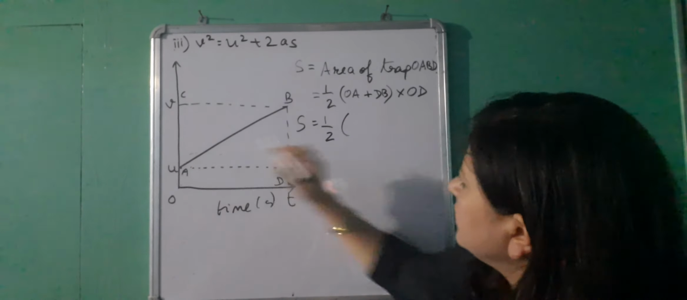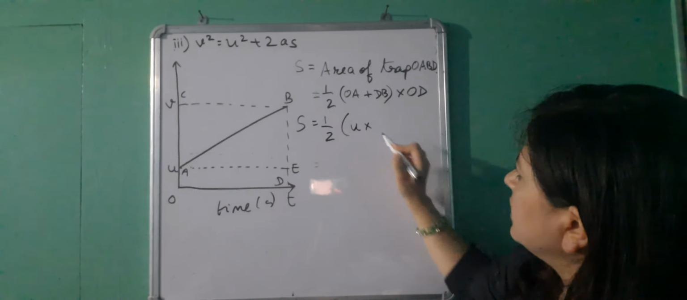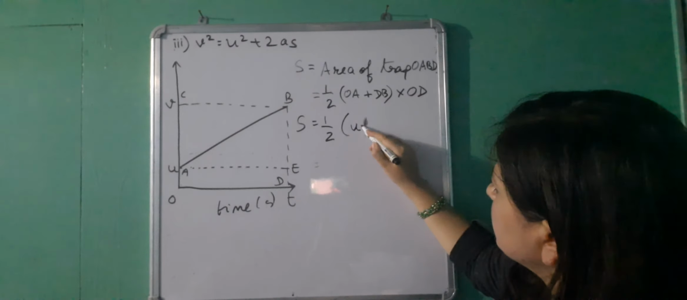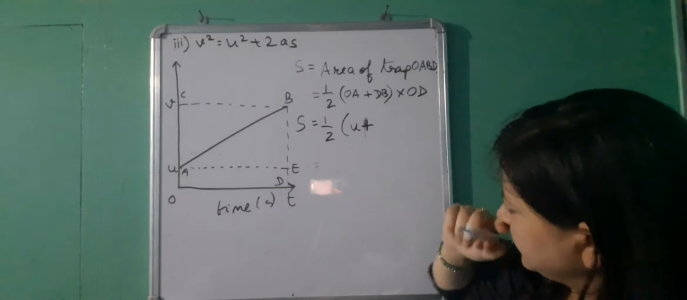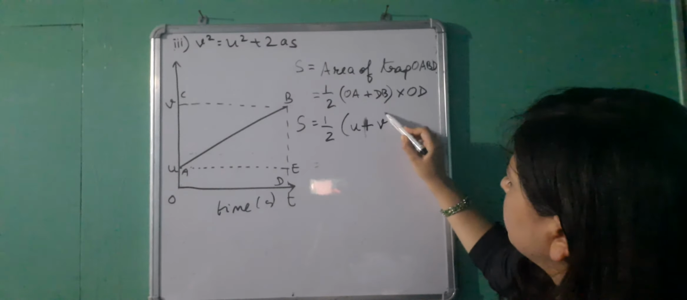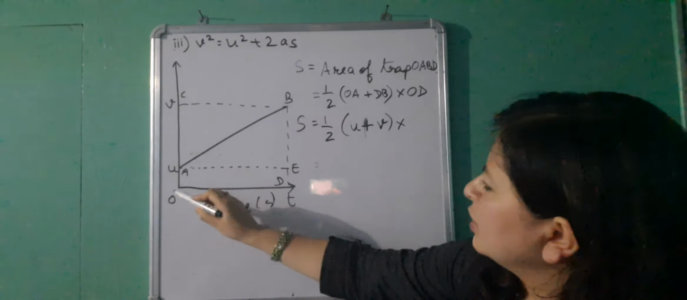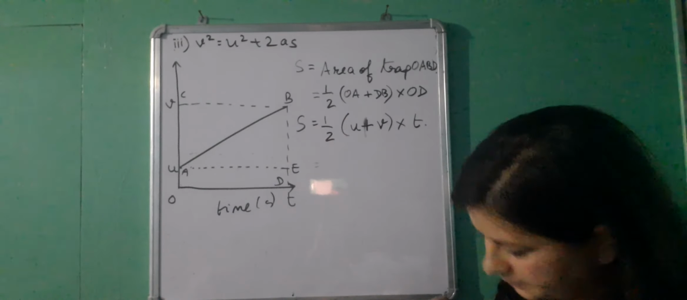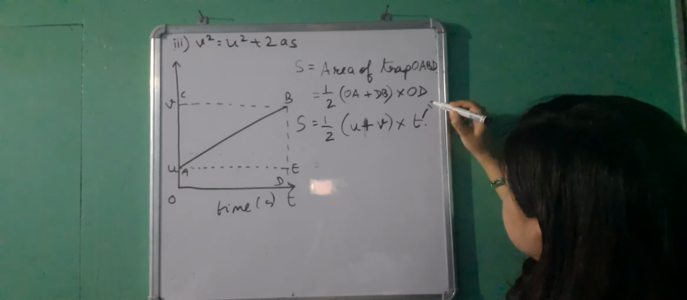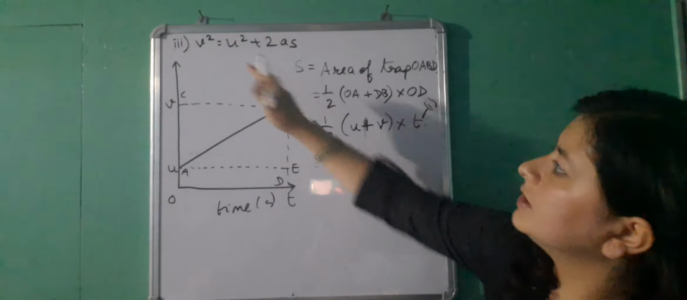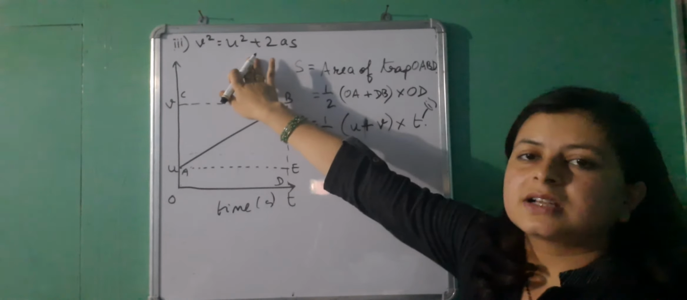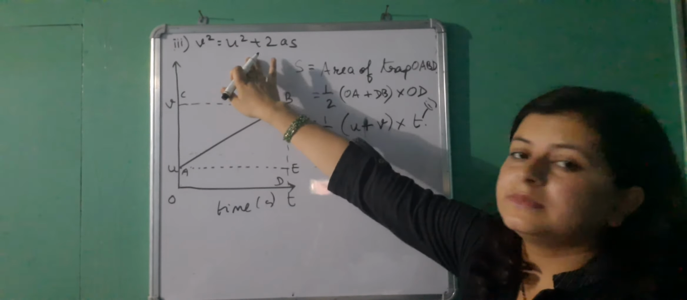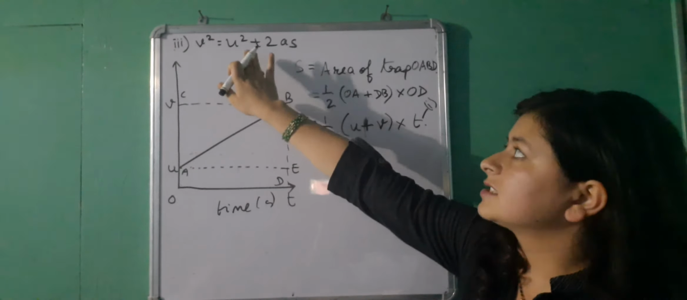So S is nothing but half into OA. OA is this initial velocity u, plus DB. DB is from this point to this point, that is the total value of v, final velocity, into OD, which is nothing but the time. Let us take it as equation 1. Now in this equation, you can see it does not contain any time term in it. That means it does not have t in this one.